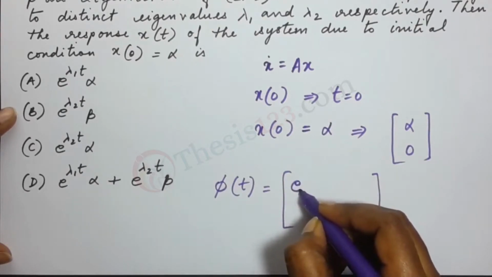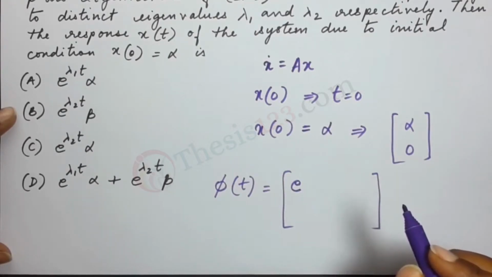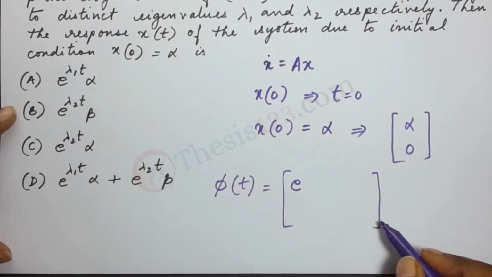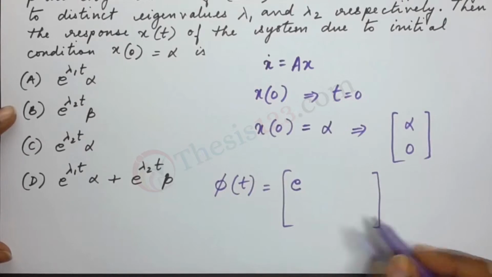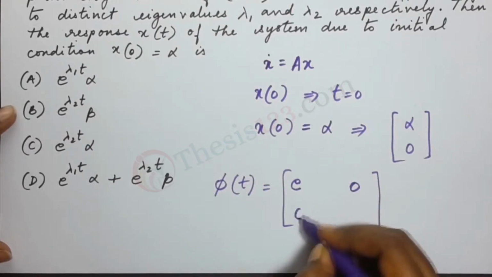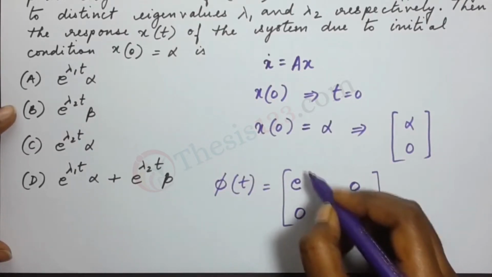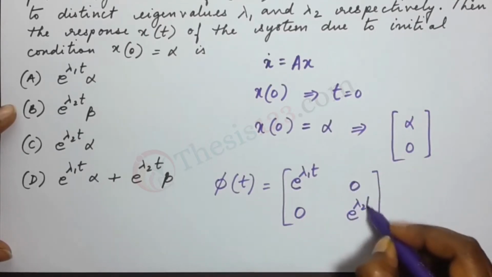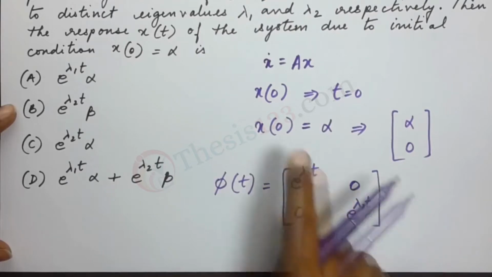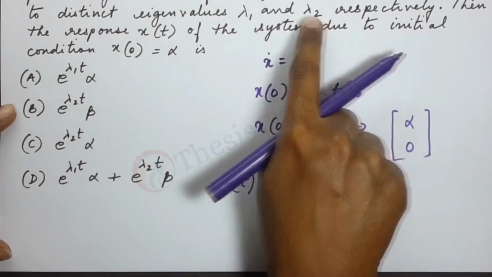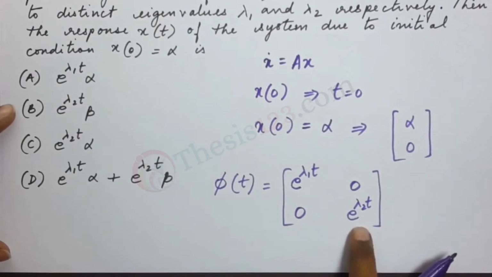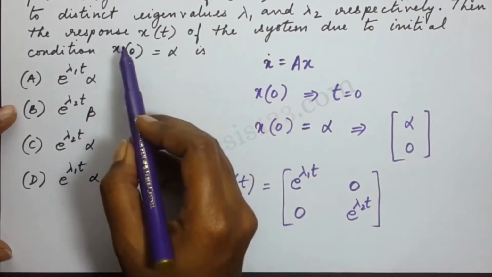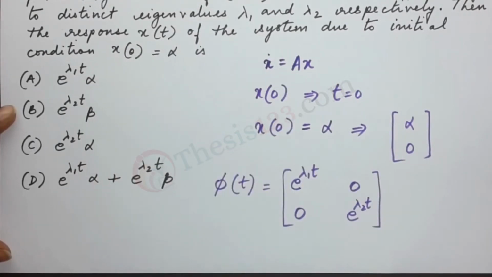This would be e power A t. Now this corresponds to an identity matrix, so only the diagonal of the matrix will have elements while the rest would be 0. This is 0, this is 0. So here we have e power lambda 1t and here we have e power lambda 2t. This is because of the two eigenvalues that we have here, lambda 1 and lambda 2, corresponding to the diagonal elements of the matrix.